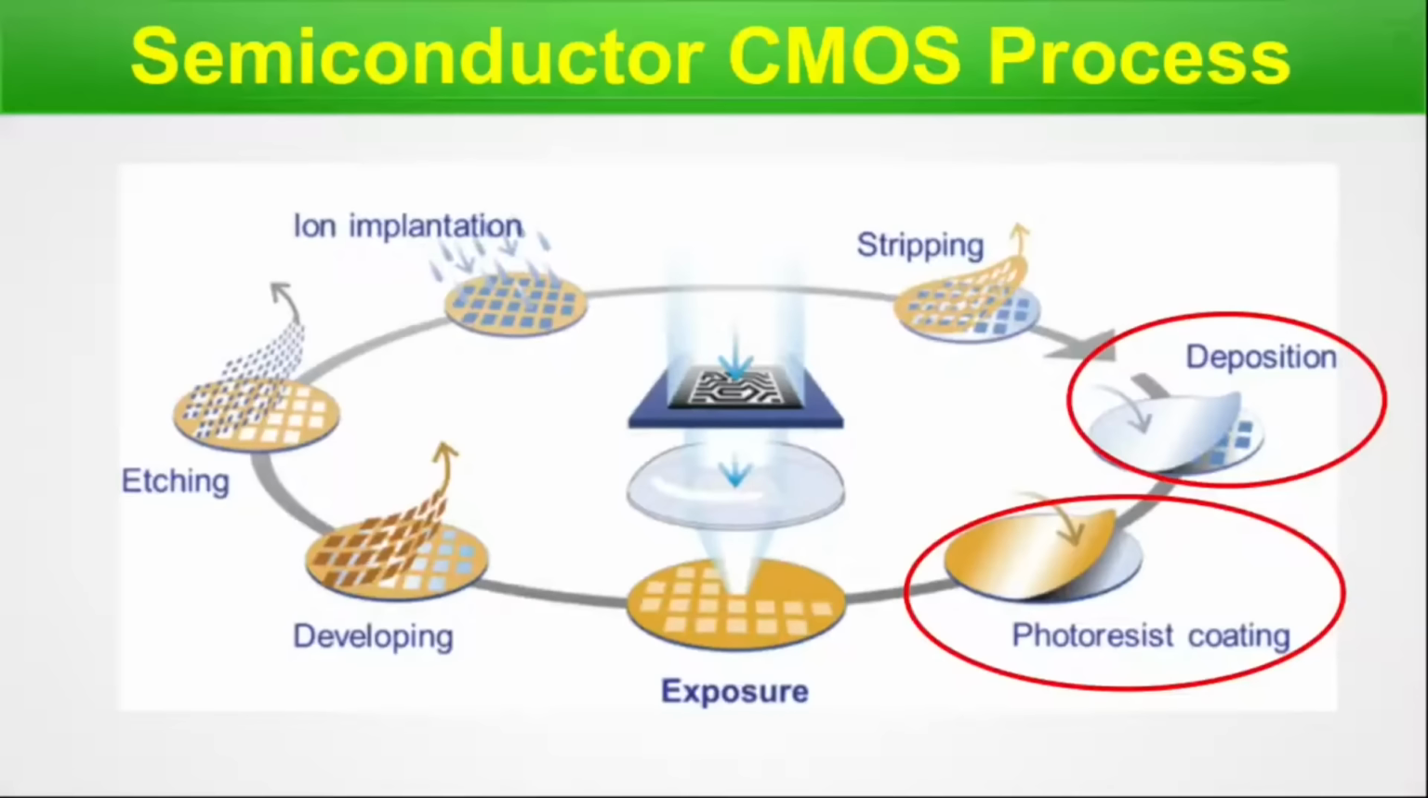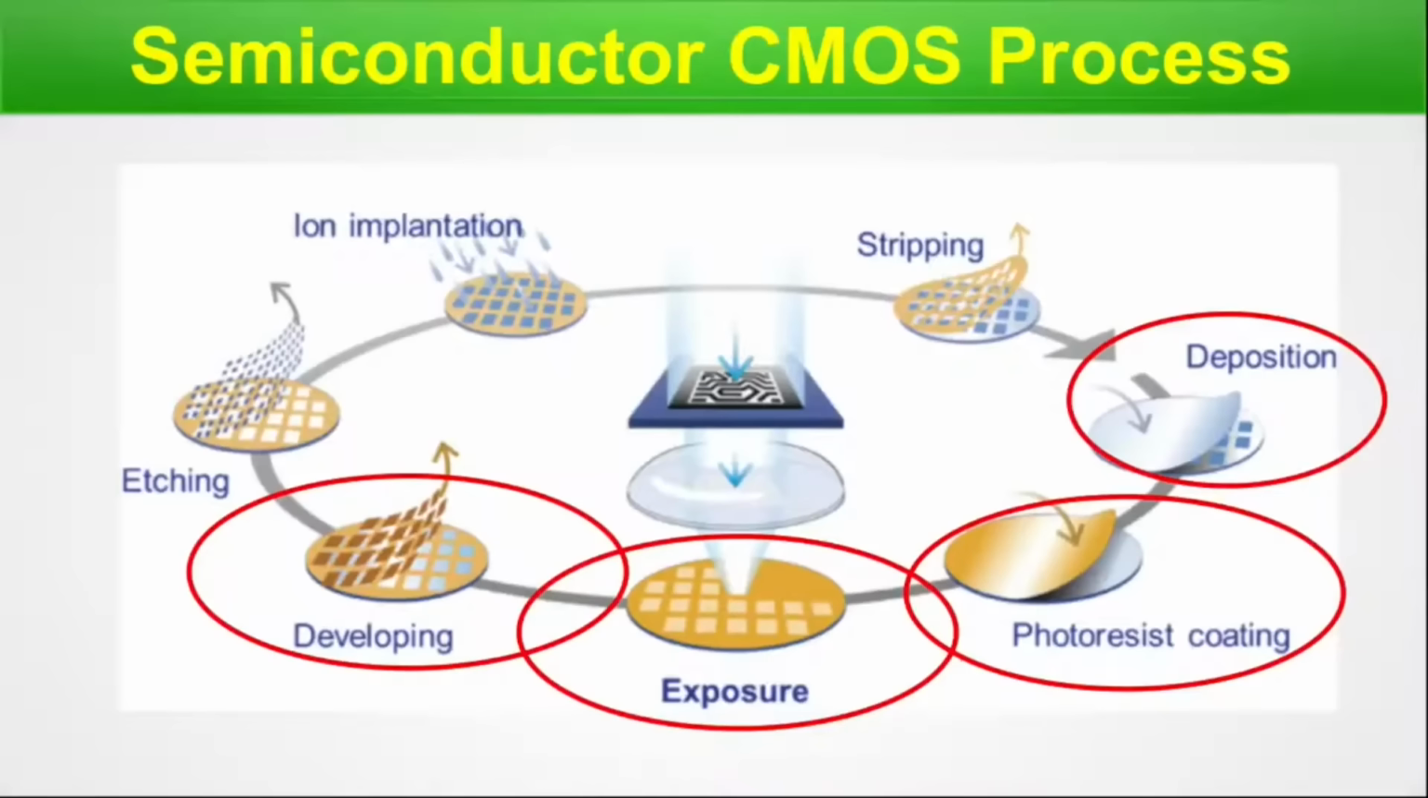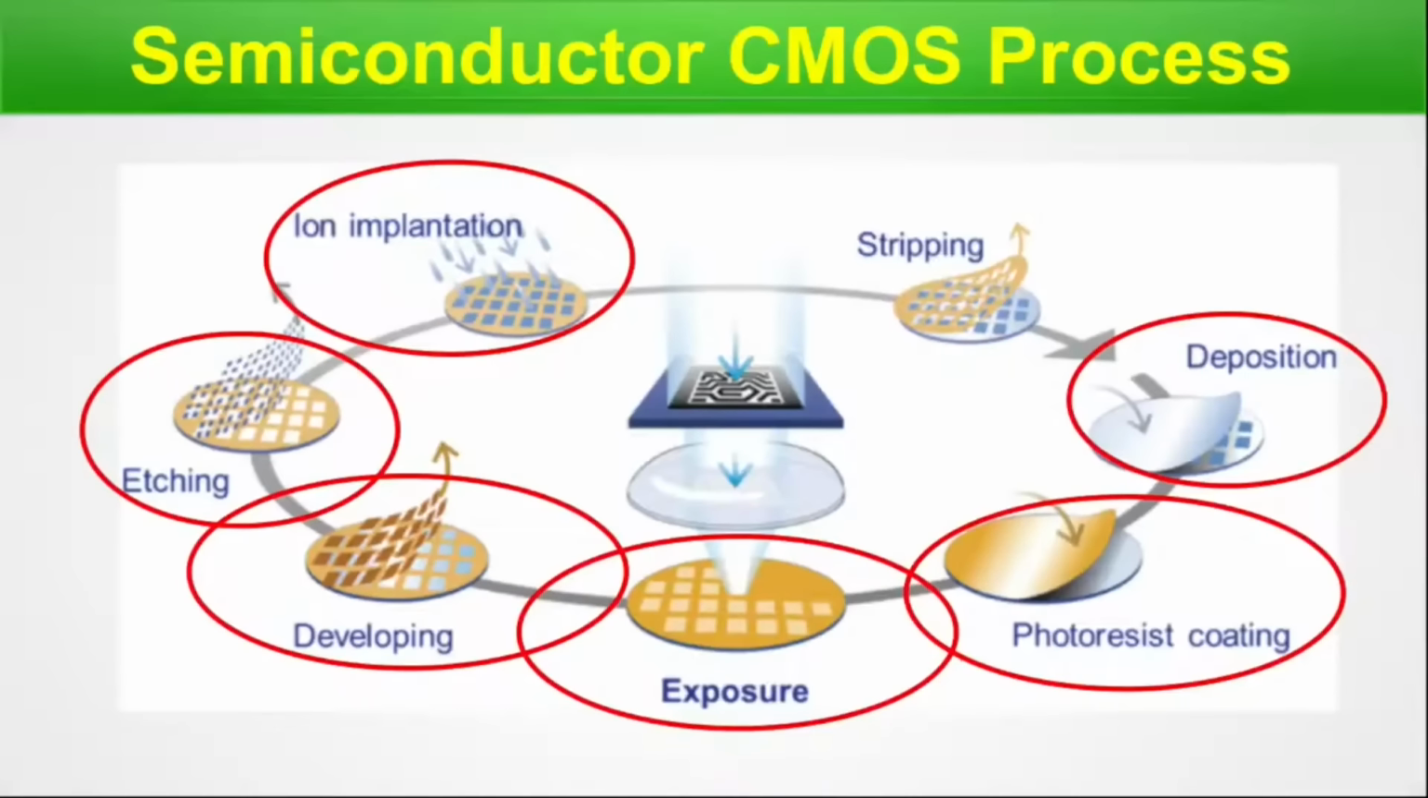Then we do the photoresistive coating. Then we expose the mask with the UV light. Then we do the developing, then we do the etching, and then we do the ion implantation. And at this stage, the threshold voltage or the speed is impacted. So this is a very important process step for you to remember.